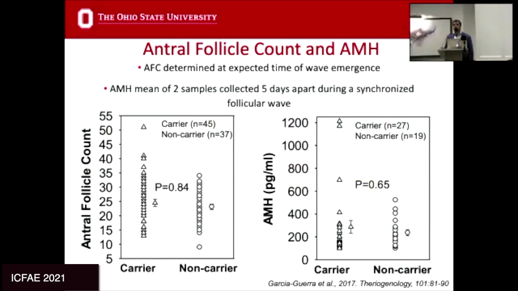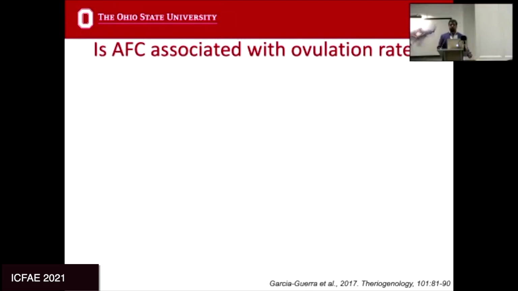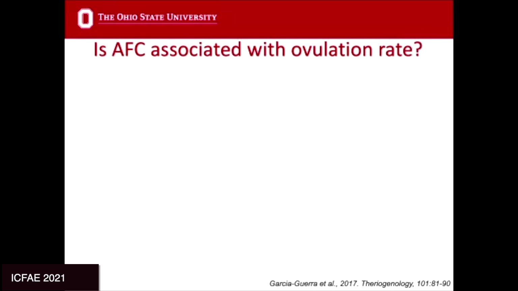Antral follicle count was done at the onset of the wave, and AMH was done as a mean AMH of 2 samples during a synchronized follicular wave. As you can see, despite variation in antral follicle count and AMH, we saw no difference between the two genotypes. Taking this one step further, we wanted to see if, even within a genotype, there was any relationship between the antral follicle count and ovulation rate.